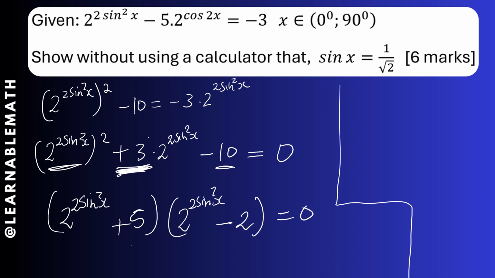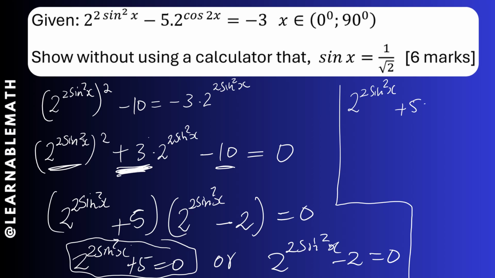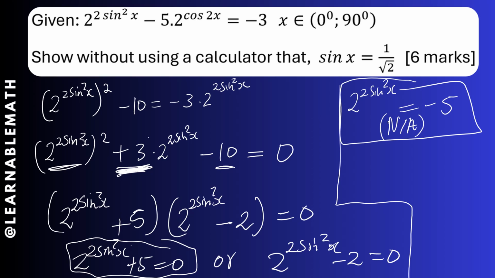Then after this, zero factor rule, so we can say 2 exponent 2 sine squared x plus 5 is equal to 0, or 2 exponent 2 sine squared x minus 2 is equal to 0. Okay, so if you check on this equation, 2 exponent 2 sine squared x plus 5 equals 0, if I take 5 to that side, it will be equal to minus 5, and you realize that in this way there's no way we can solve for x using this equation. Okay, so x there is not applicable.